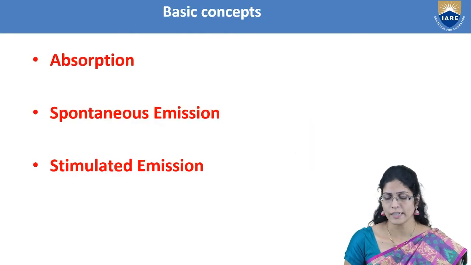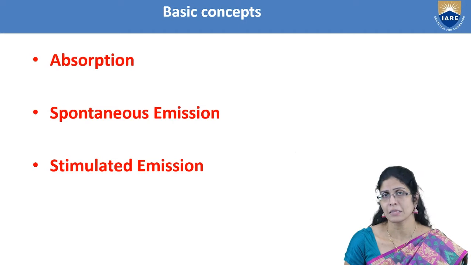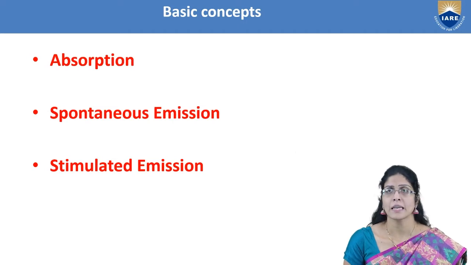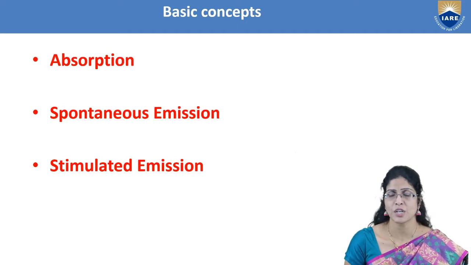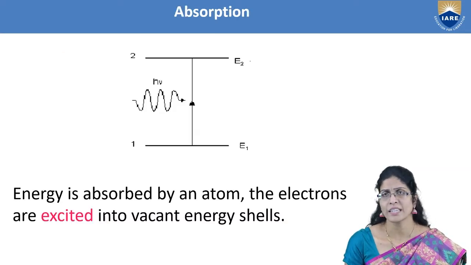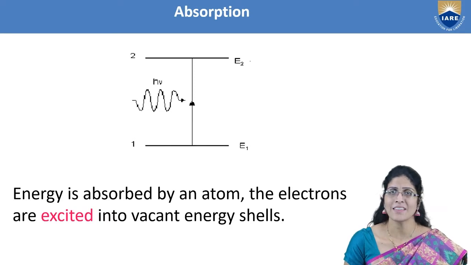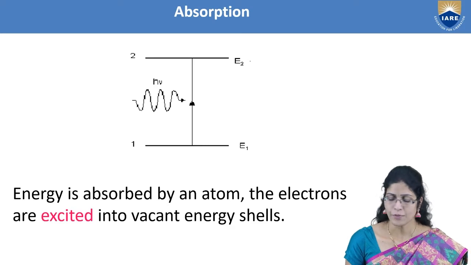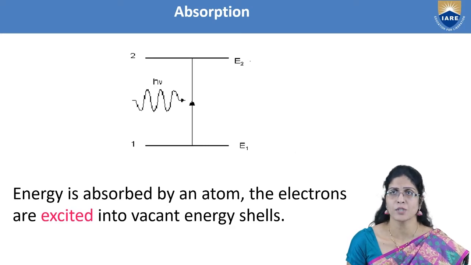So to understand this, first you need to know the basic concepts of light when it is interacting with matter. What will happen? Absorption may happen, spontaneous emission may happen, and stimulated emission may happen. In order to understand this, let's take two energy levels of a system, named E1 as the lower energy level and E2 as a higher energy level. The first option is the absorption.